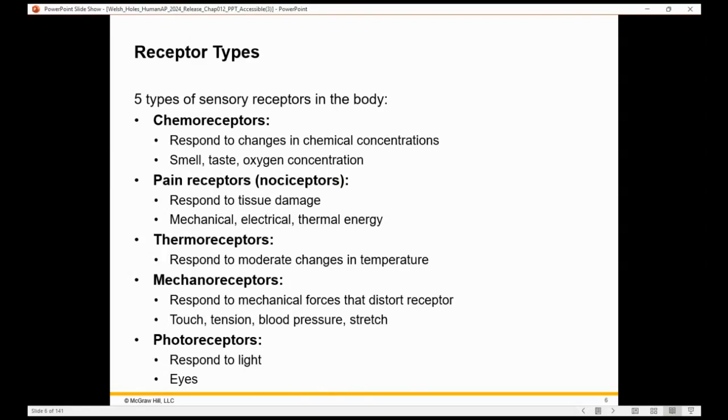Chemoreceptors respond to changes in chemical concentrations, like smell, taste, and oxygen concentration. Pain receptors, also known as nociceptors, respond to tissue damage, and mechanical, electrical, or thermal energy is usually related to this. Thermoreceptors respond to moderate changes in temperature. Mechanoreceptors respond to mechanical forces that distort the receptor, like touch, tension, blood pressure, and stretch. And photoreceptors respond to light, so we're talking about your eyes.